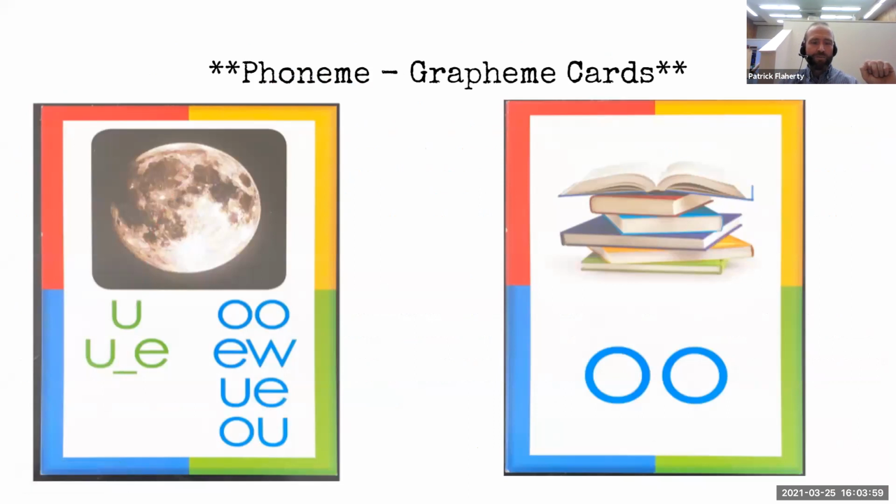Okay, so a little bit of my practice. These are phoneme grapheme cards that I really love. They were newer to me this year. As Donna mentioned, I am trained in Wilson. These are not from the Wilson program. It's a different publisher, but they're very adaptable really to any phonics program that you use.